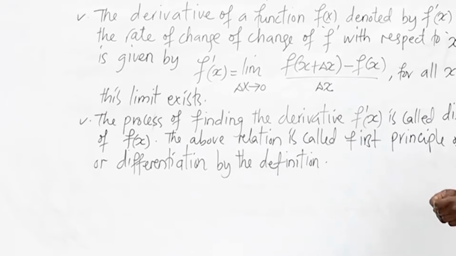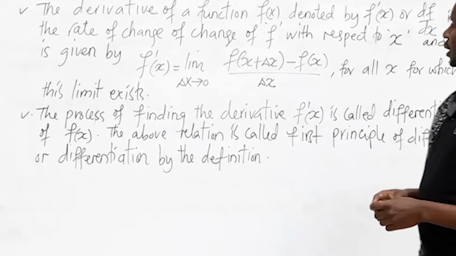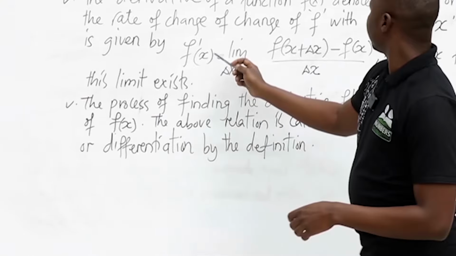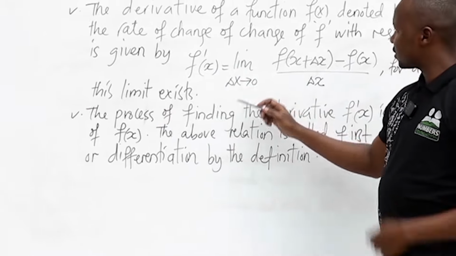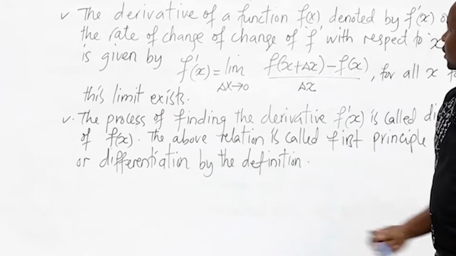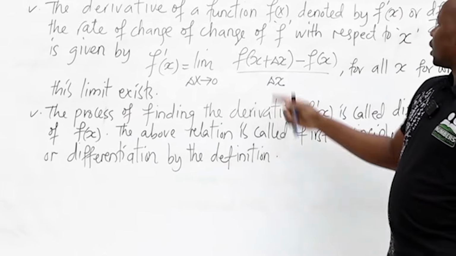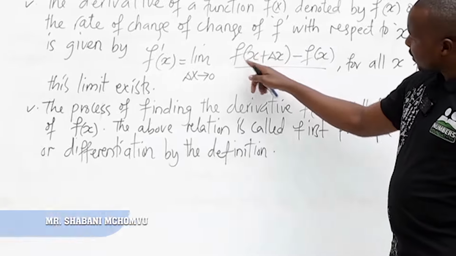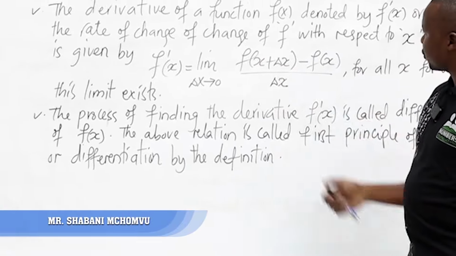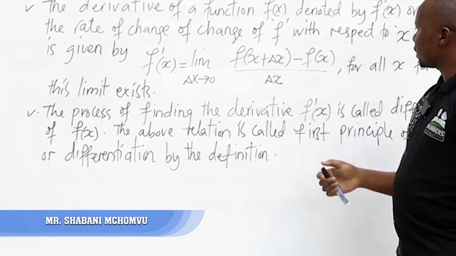of the function with respect to x, and is given by the notation f prime of x equals the limit as change in x approaches 0 of f of x plus change in x, minus f of x, divided by the change in x.